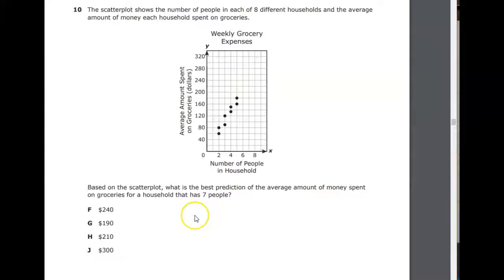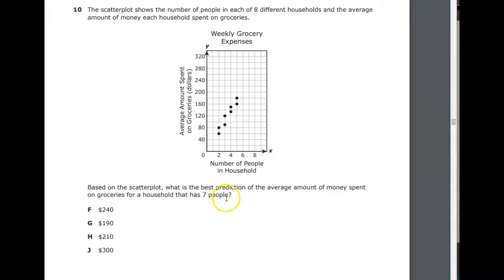Question 10. It says the scatter plot shows the number of people in each of 8 different households with the average amount of money each household spent on groceries. So give me the short version of that. Groceries. Yep. How much money they spent. It says, based on the scatter plot, what is the best prediction of the average amount of money spent on groceries in the household that has 7 people? Now, for me, I think these are pretty easy, but I'm just special. I know, everybody's special, right?